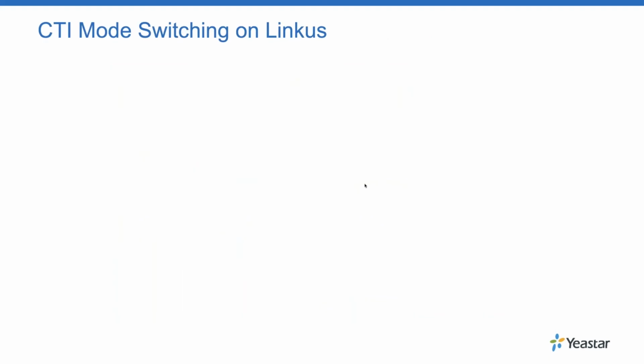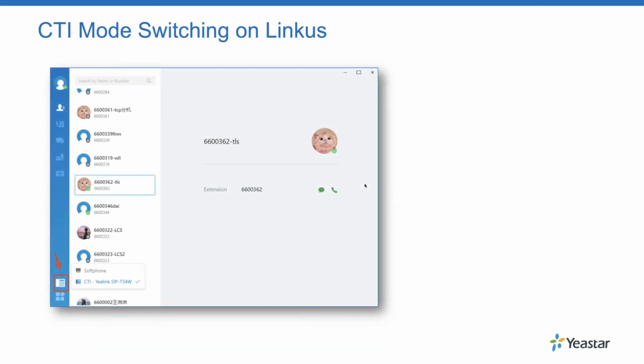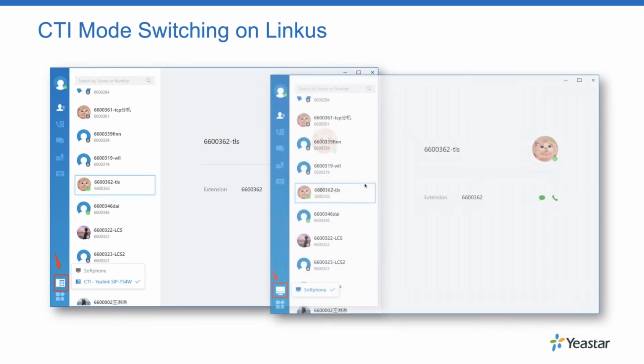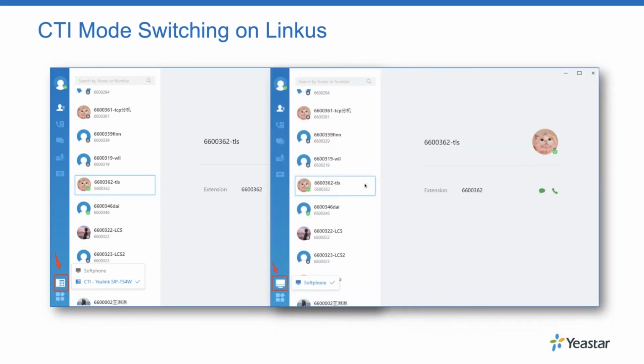Okay. So with the help of the CTI mode, it actually looks like this. Once you upgrade your system and upgrade your Linkus PC client simultaneously, you will have this. Check this out. Things are going to be a little bit different. On the left side corner here, with the icon, you can choose the mode of your PC client. You can set it as softphone mode, or you can set it as CTI mode.